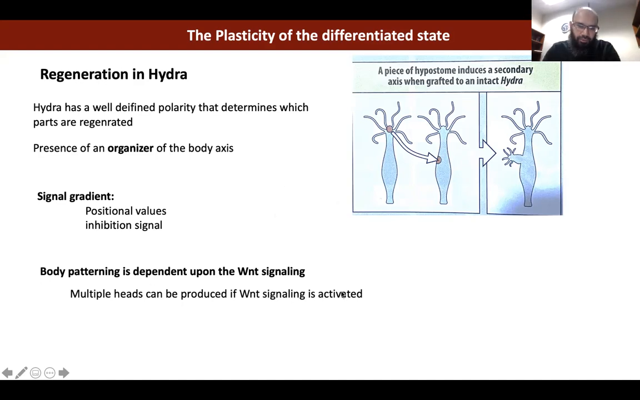And then, of course, as always, the Wnt signaling is extremely important, and you will see it in other species as well, that Wnt signaling is very important for body patterning.